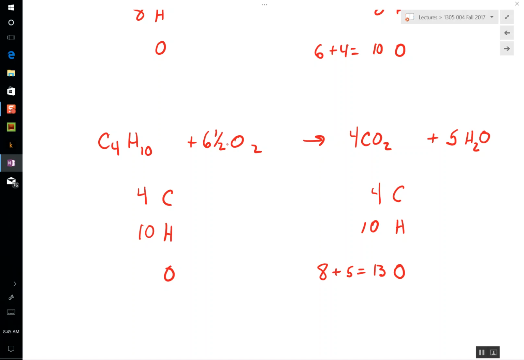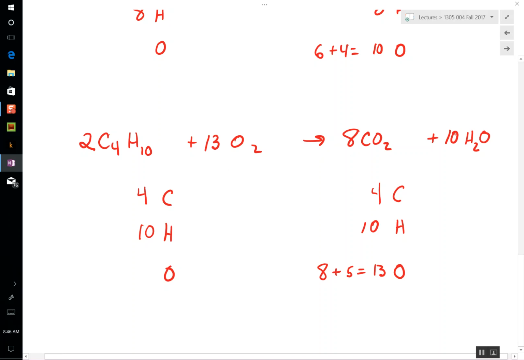We don't just multiply that by 2 and get 13. We can't just leave it there. We got to multiply that by 2, that by 2, and that by 2. We got to double this reaction. So whatever the coefficient was times 2. 2 times 1 is 2. 2 times 6 1/2 is 13. 2 times 4 is 8. And 2 times 5 is 10.